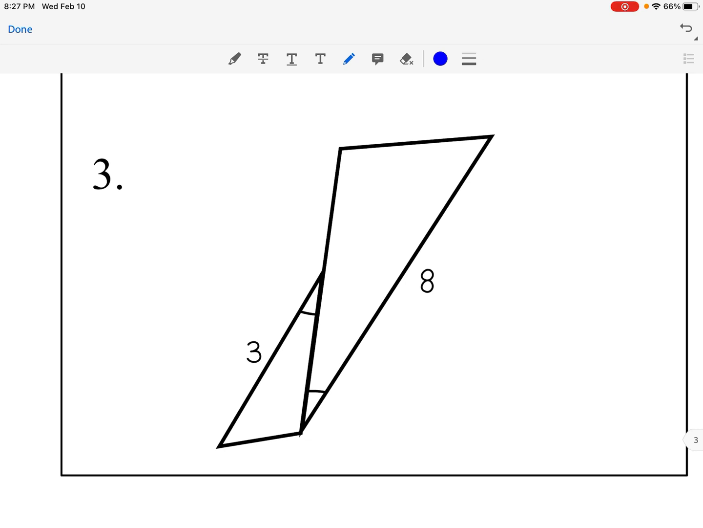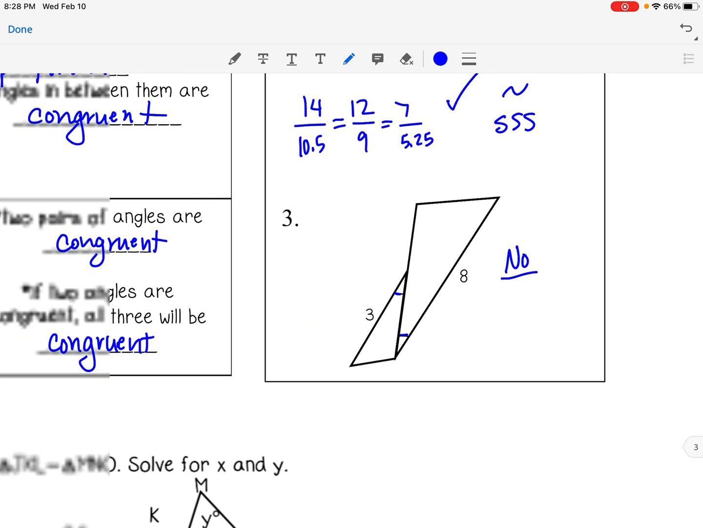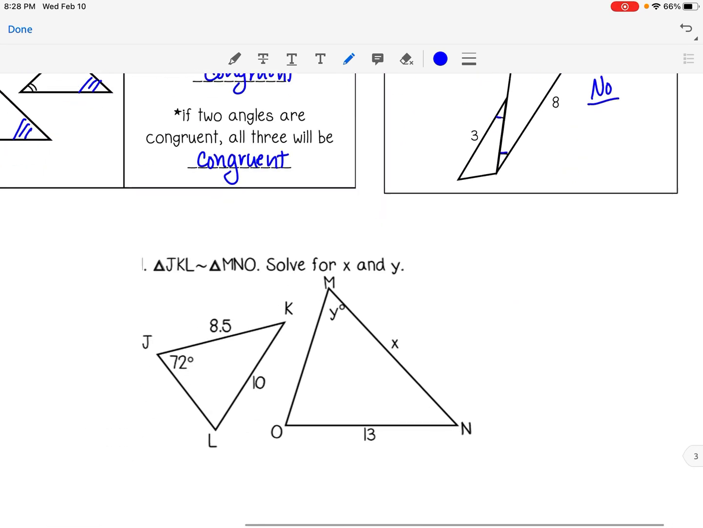On this one, we are only given 1 angle and 1 pair of sides. And there's nothing else that I can figure out. I can't figure out if any of the angles are congruent, and without being given the sides, I can't figure out anything for those either. So this is just not enough information. They could be similar, but we just don't know enough. So this is going to be a no. Can't decide. We don't know.